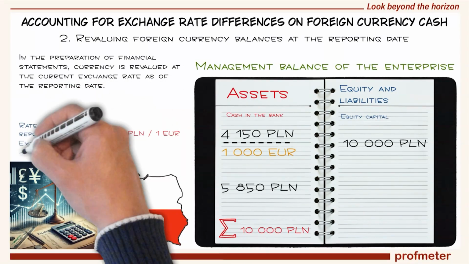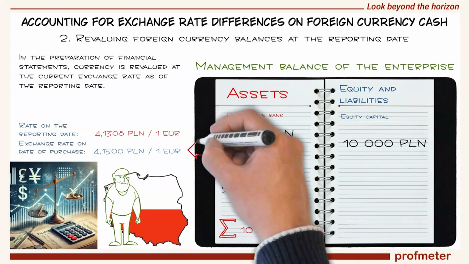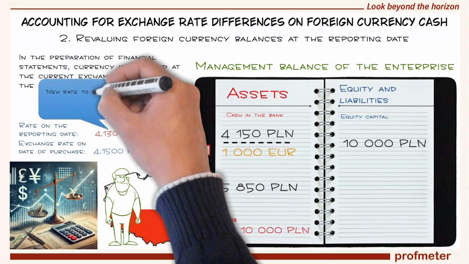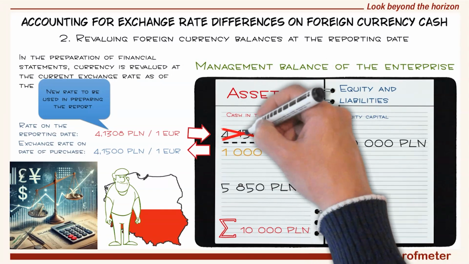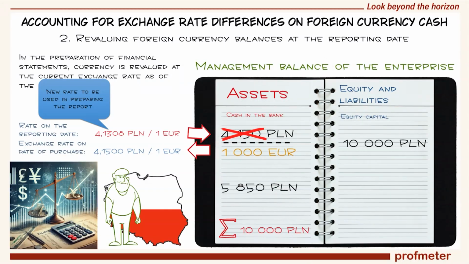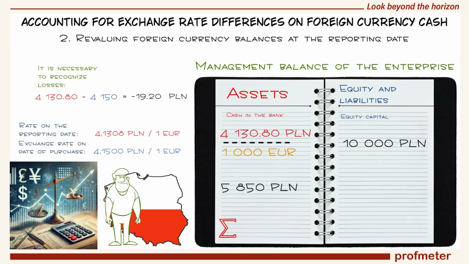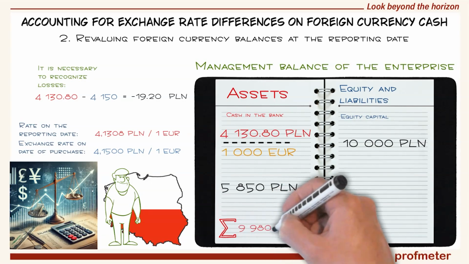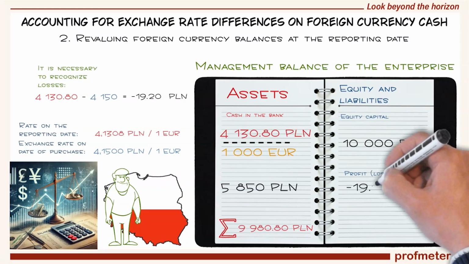Thus, we find that our currency has lost value compared to the cost of its acquisition. That is, in the balance sheet we should have 1,000 euros at a cost of 4,130.8 zlotys. The old cost is 4,150 zlotys. Therefore, we need to recognize losses in the amount of 4,130.8 minus 4,150 equals minus 19.2 zlotys. In our training balance sheet, the assets will no longer be 10,000, but 9,980.8 zlotys, and the balance will be equalized with the recognition of losses from this exchange rate difference.